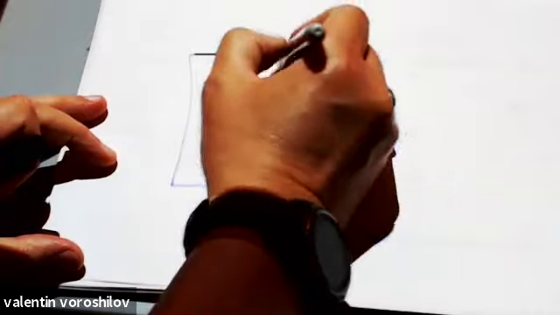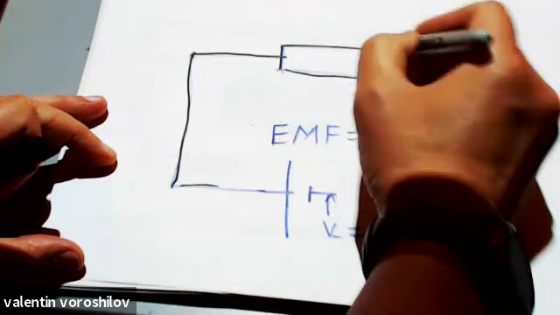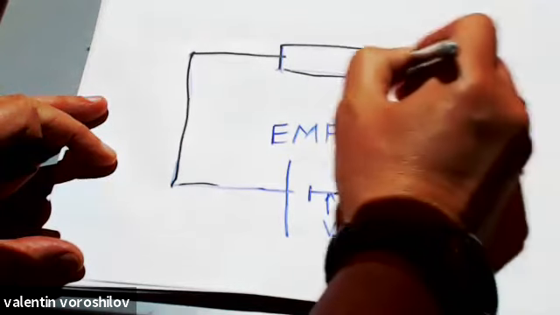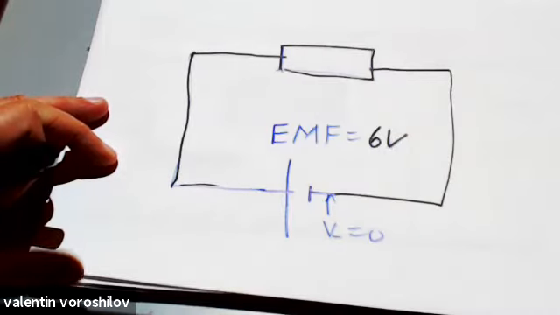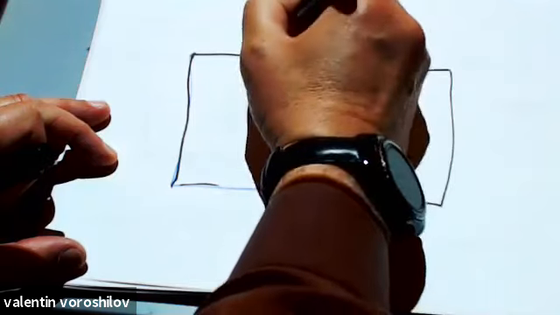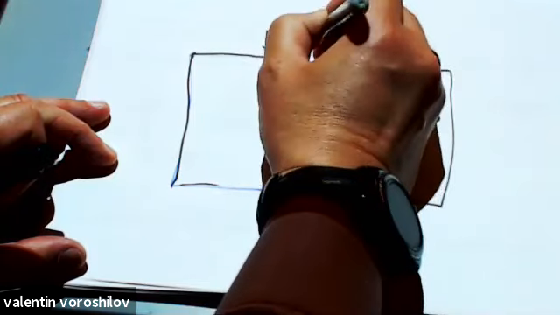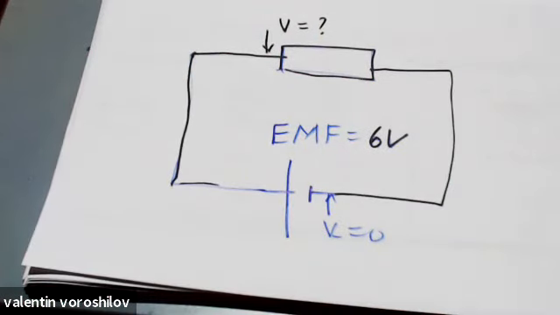There is a box that represents a resistor. We've got different symbols for resistors. And the question is, what is the value of electric potential here? Well, first of all, what does EMF mean? EMF means electromotive force. Now we have to forget it, because this term came from history.